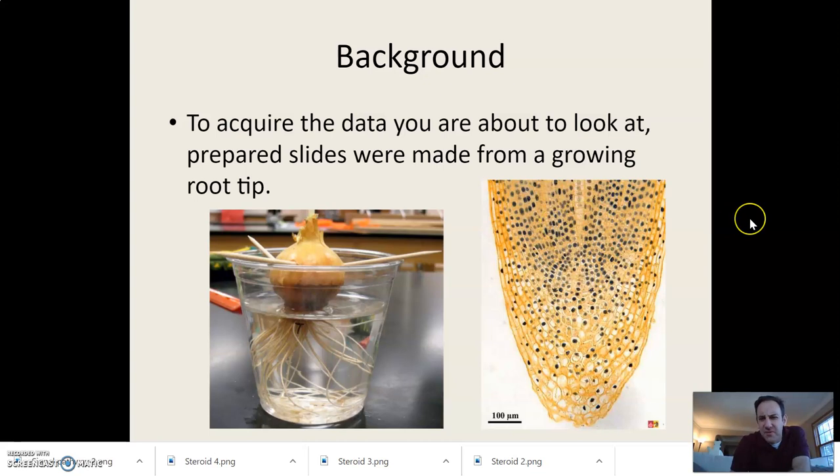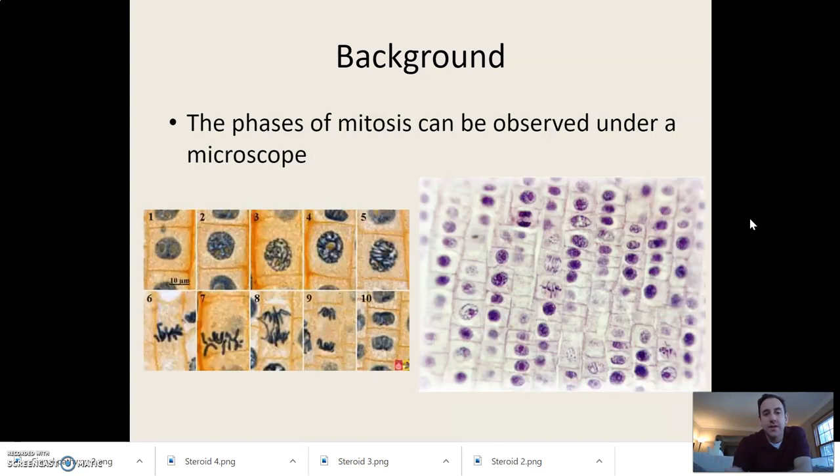Now you may look at that and think, what am I looking at? I can't see. Well, let's zoom in closer. If we zoom in closer, this is what it looks like. And you can start to see, oh, that's an individual cell. These little boxes are the cell walls. And that is a cell in a particular phase of mitosis.